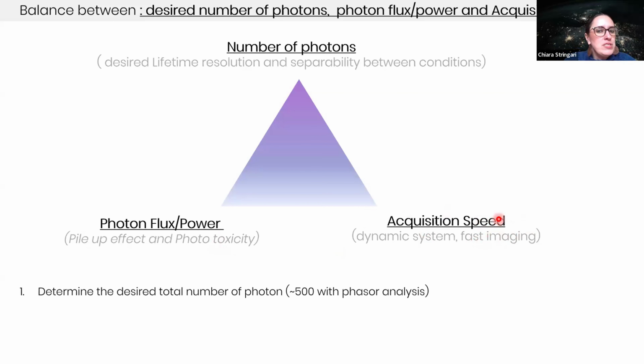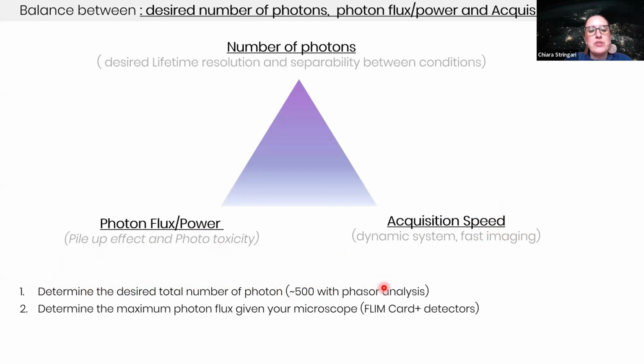So what are the rules that I suggest? The first one is to, first of all, determine what is the desired number of photons. For metabolic imaging with NADH, we usually use in the order of 500 photons for phasor analysis. Then in the second part, you need to know what is the maximum photon flux that you can use with your microscope, with your electronics.